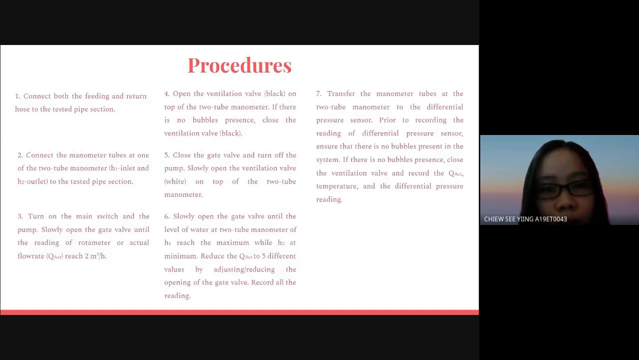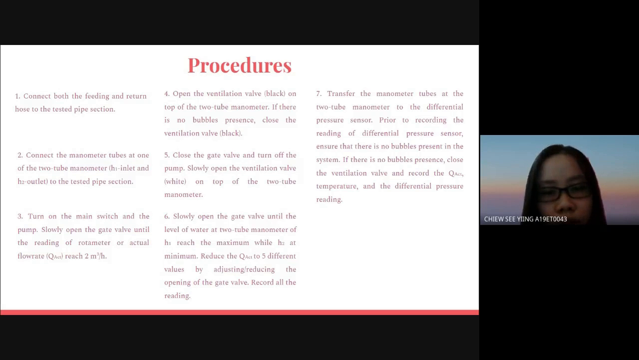Next, the experiment is continued by moving the manometer tubes at the two tube manometer to the differential pressure section, P1 inward and P2 outward. Make sure to record the reading of the differential pressure sensor shown at the digital display for 5 different values of actual flow rate, from 2 meter cube per hour down to 0.2 meter cube per hour.